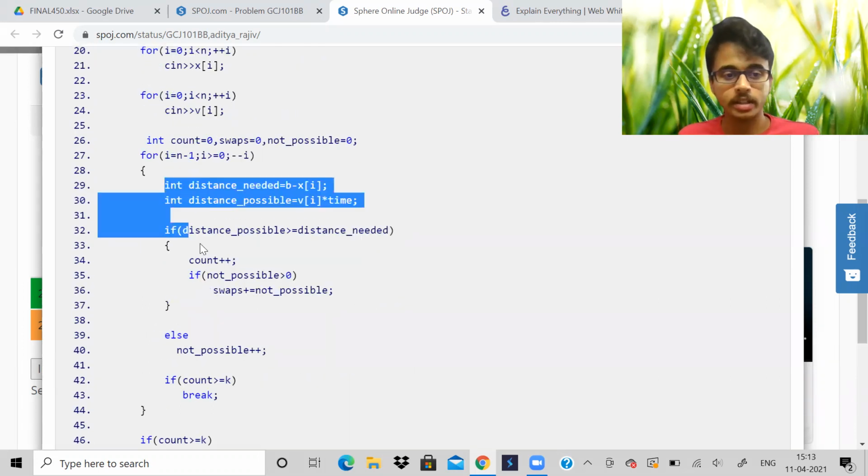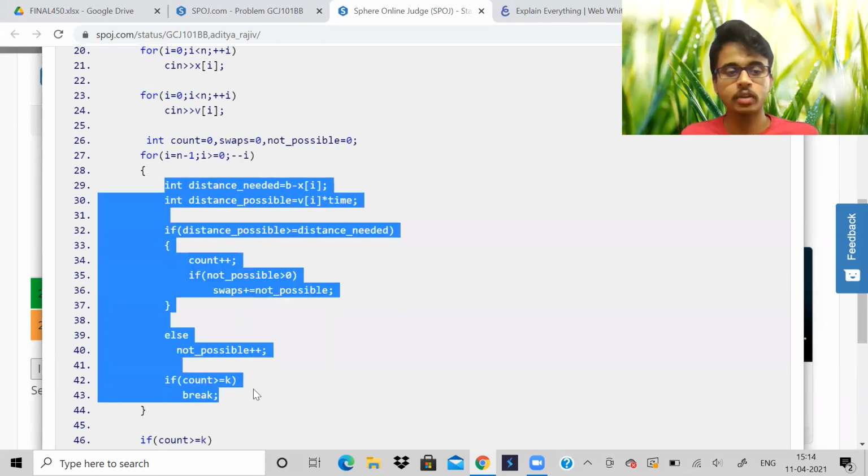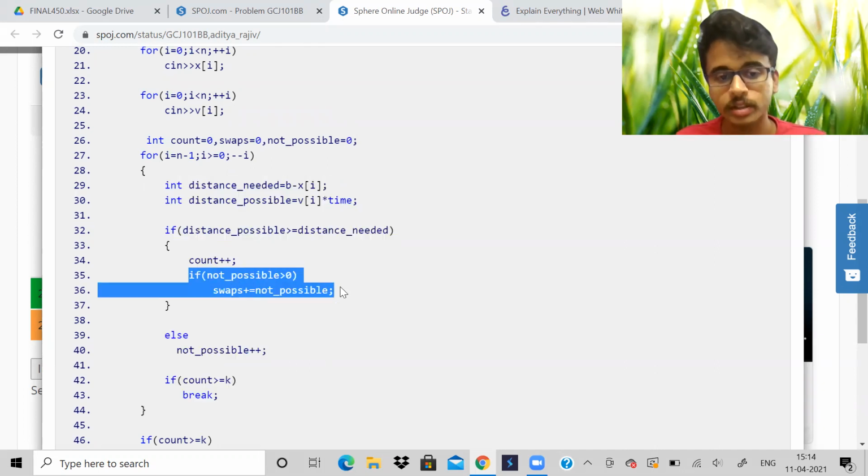So again, pause the video and take a look at this part of the code, and especially this is the most important line. This if statement represents that if there are slower chicks, but we encounter a faster chick, then we have to swap the slower chick with the faster chicks, because the slower chicks will become an obstruction.